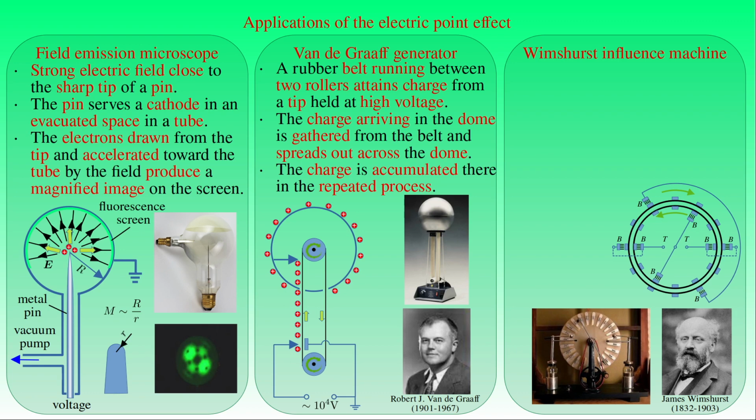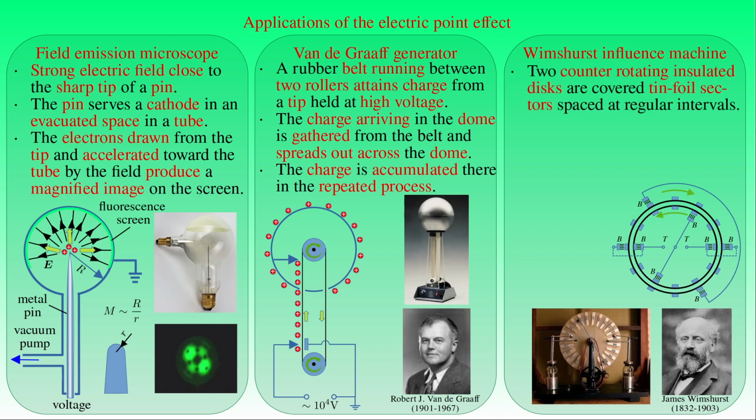The apparatus consists of two counter-rotating insulated discs which are covered with tinfoil sectors spaced at regular intervals. The rotating discs pass two pairs of metal neutralizer bars and their brushes set at right angles to each other, where the brushes are positioned near the surfaces of each disc. The brushes are denoted by the letter B in the figure.